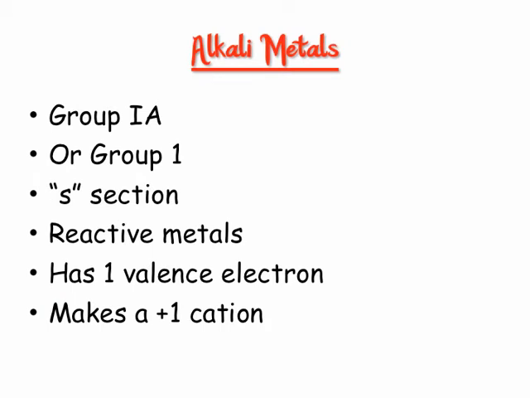Alkali metals are known as group 1A, so that's Roman numeral 1, and then A for the representative elements, or simply group 1. They are considered the S section of the periodic table, and right now that doesn't mean a lot, but we will be talking about electron configurations, and that S will be very important. They are very reactive metals. They have one valence electron, and they make +1 cations. Now notice hydrogen is in that column, and we will discuss him later.